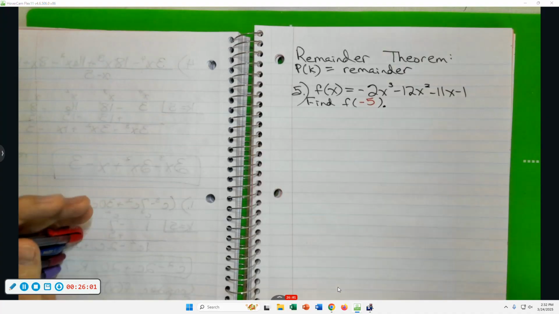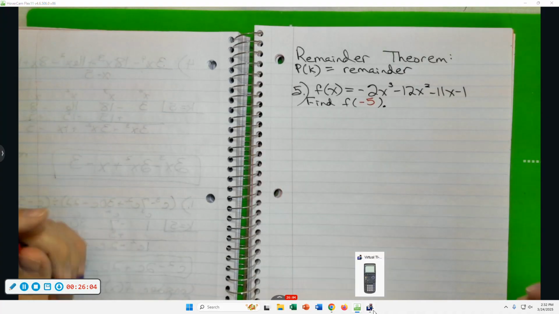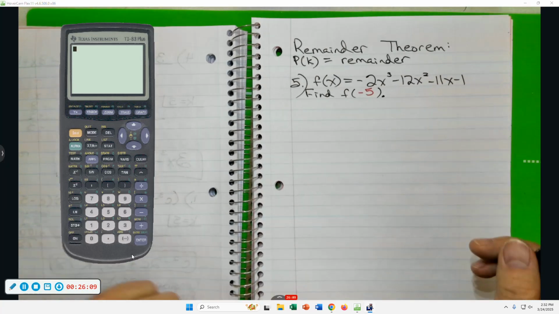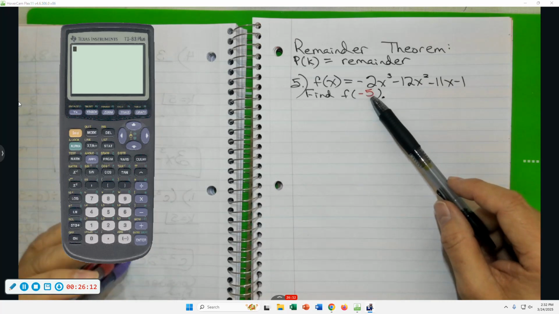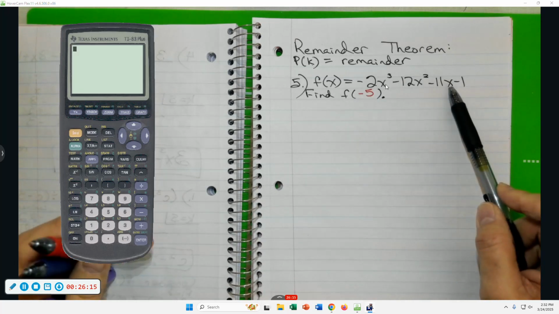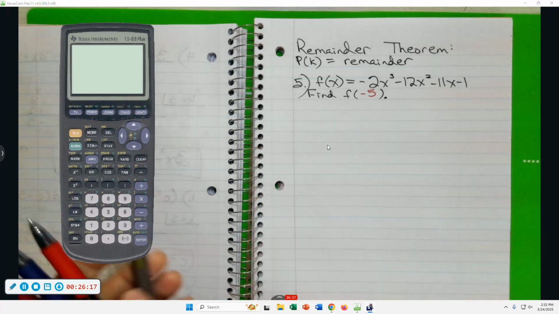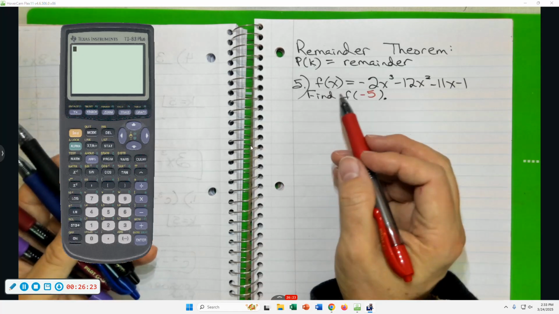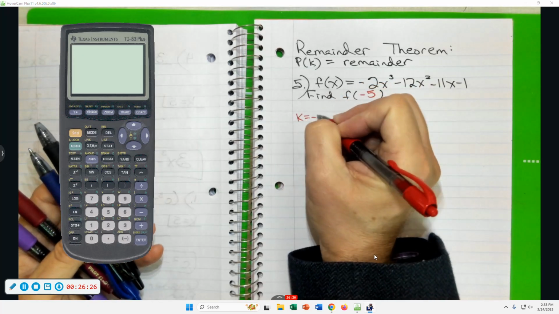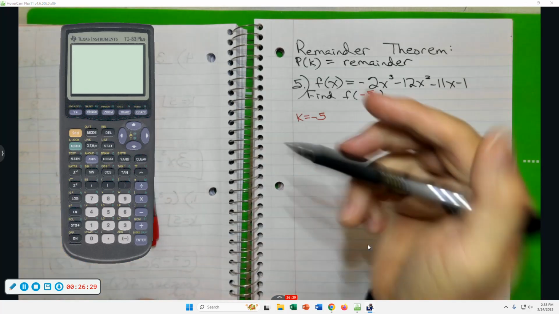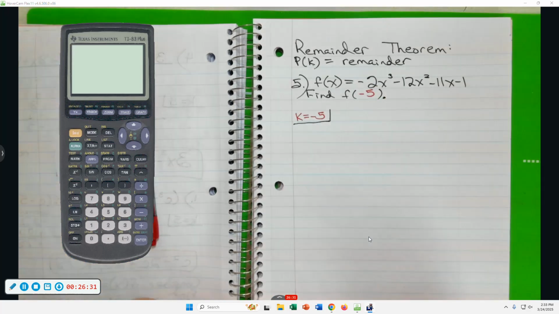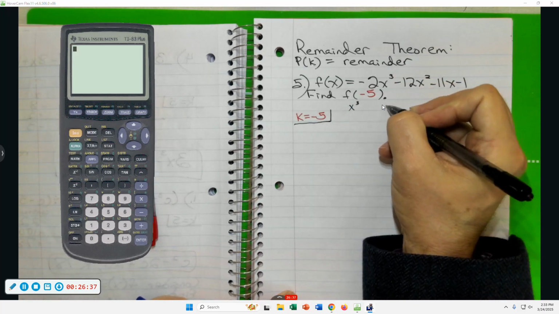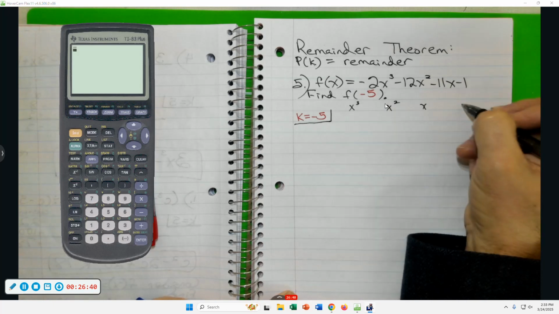Find f of -5. If you have your calculator sitting there, Tony, you could just plug in -5 wherever there's an x and simplify, but they want us to do this using synthetic division. They gave us the k value of -5. The largest exponent is x cubed. I'll put my little column headings: x cubed, x squared, x, and my constant.